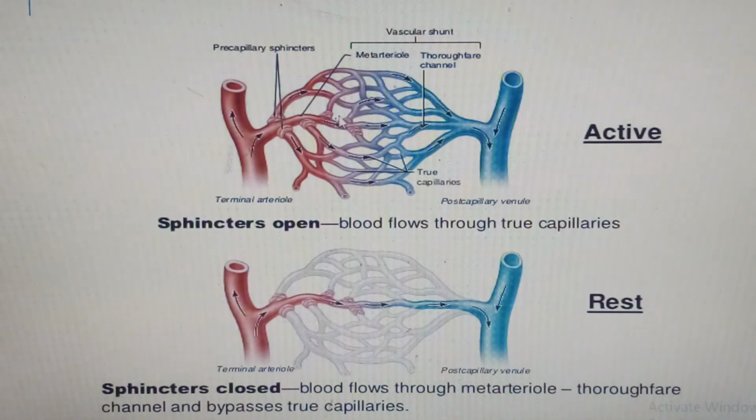But these meta-arterioles can also give off branches. If these sphincters open, in an active case, the blood will get into the true capillaries, with a few going through the thoroughfare channel, through the shunt system, eventually into the venule. If it gets into the true capillaries, there will be enough time for exchange of materials at the level of the capillary bed. So that is what we have to know.